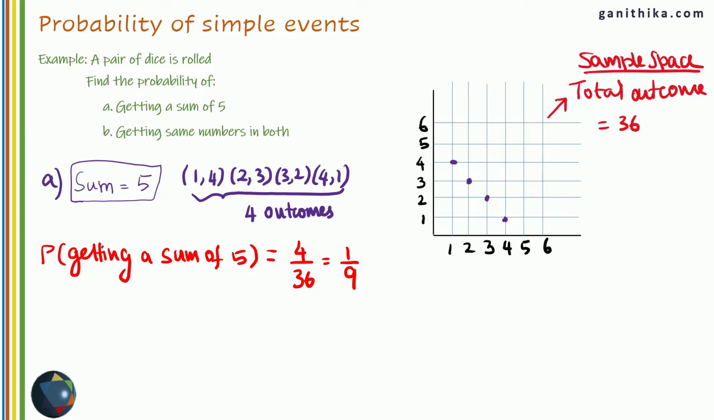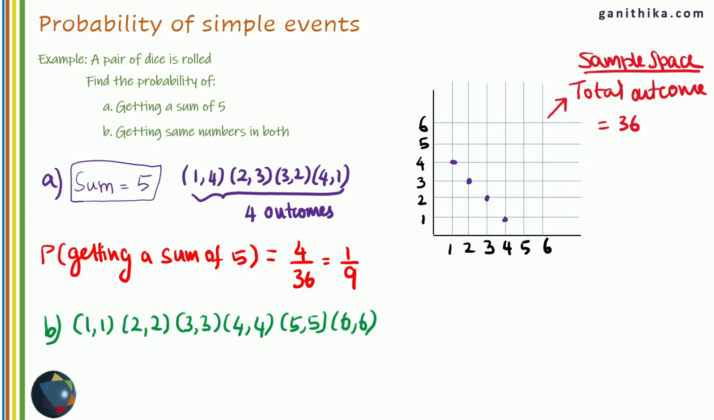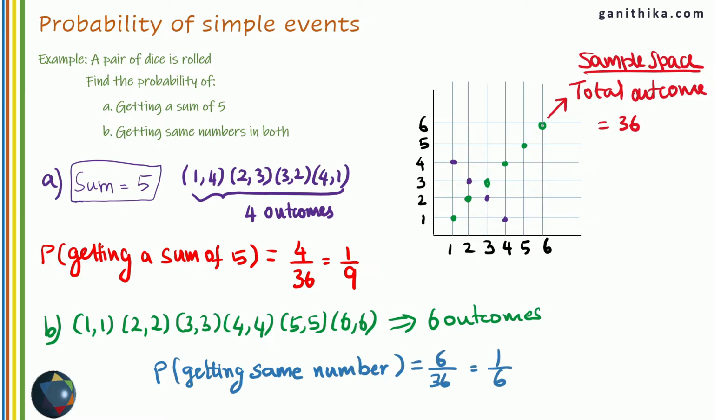Now pause the video here. Try to find the answer for question B. Question B says getting the same number on both, which means 1,1; 2,2; 3,3; 4,4; 5,5 and 6,6. On the lattice diagram, you can see that these are the values that you will be marking on the lattice diagram. Also, there are 6 outcomes. Therefore, the probability will be equal to 6 over 36, which is simplified to 1 over 6.